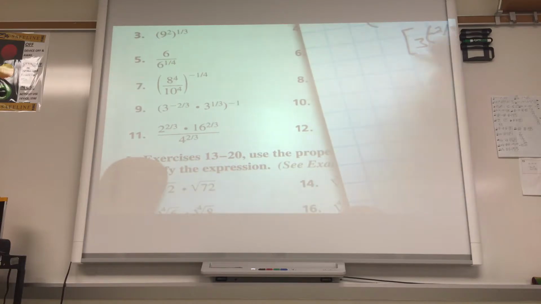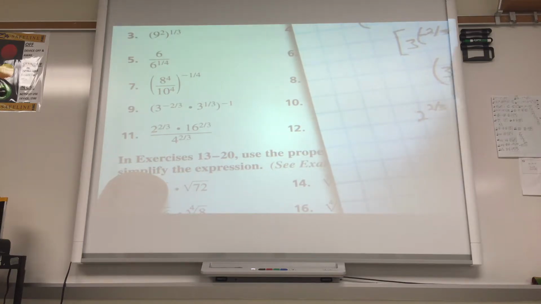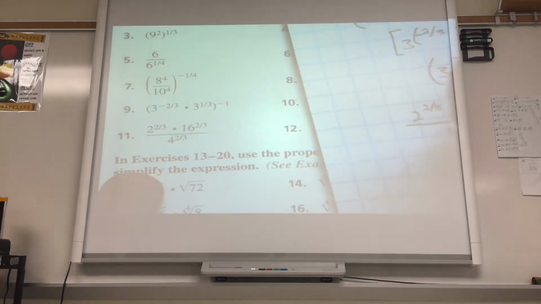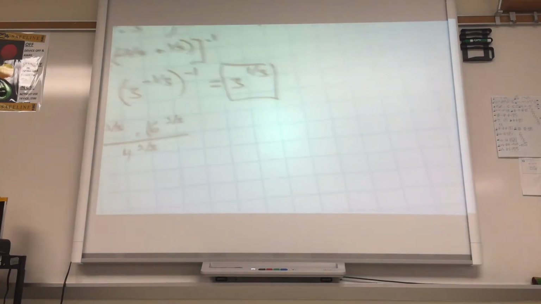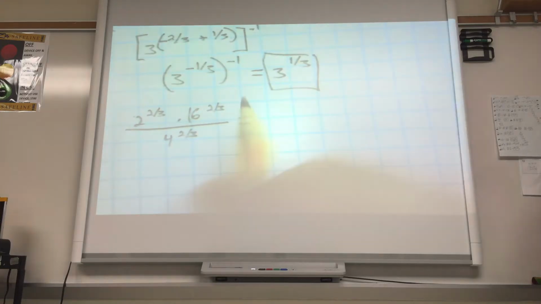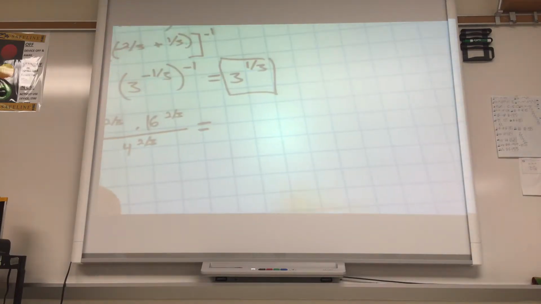11 says 2 to the 2/3 times 16 to the 2/3 divided by 4 to the 2/3. So this has a little bit of both things going on. You have a product and you also have a quotient. I'm going to start off with the top, and I'm going to use the product rule where it has different bases but the same exponent. So I'm not going to write it out. It's the one that says a to the m times b to the m. So same exponent but different bases.